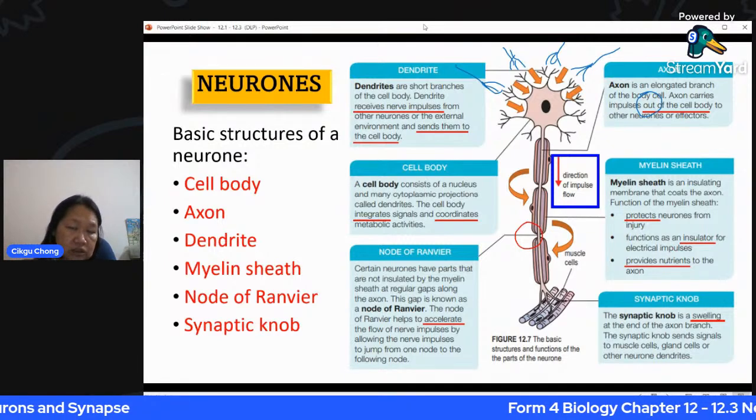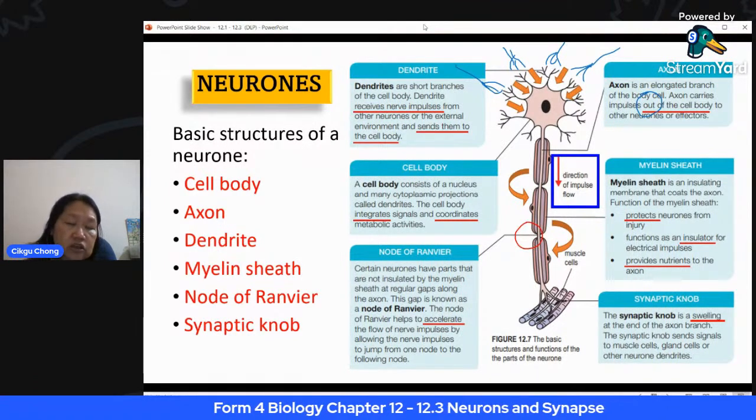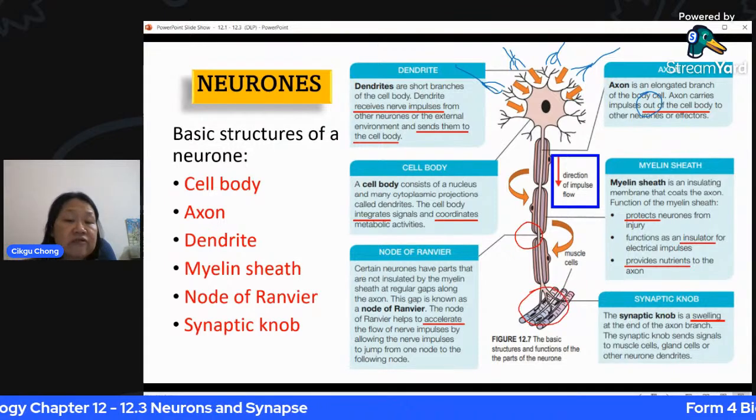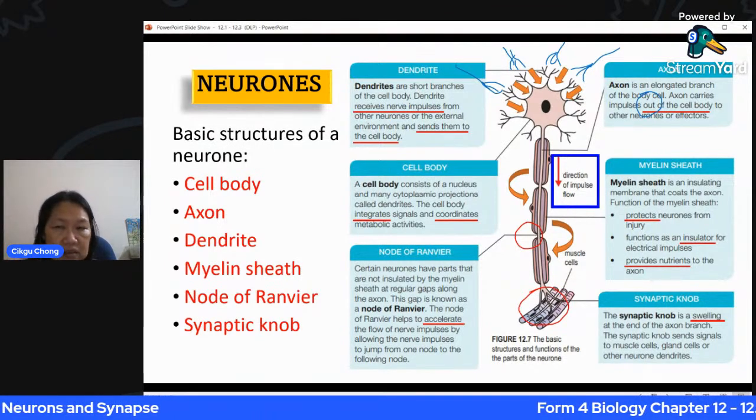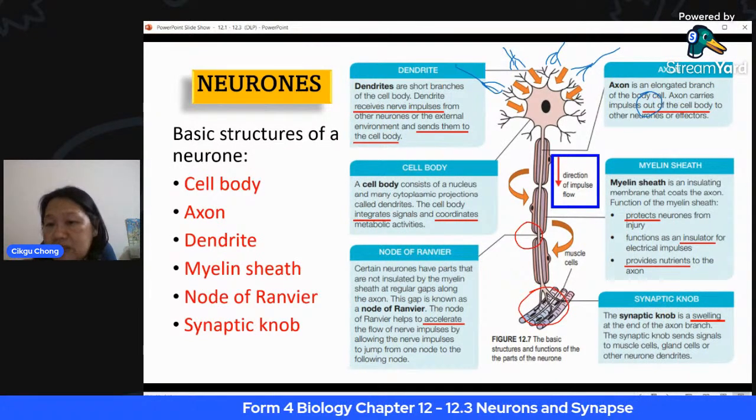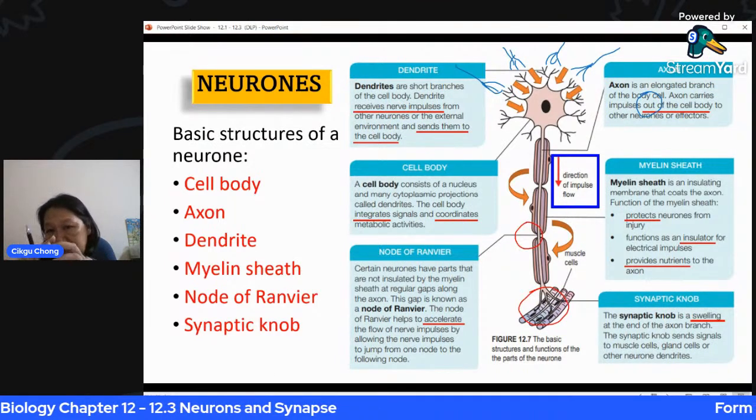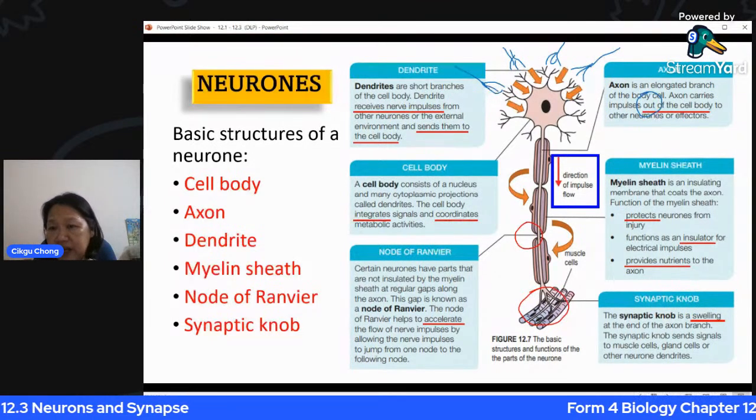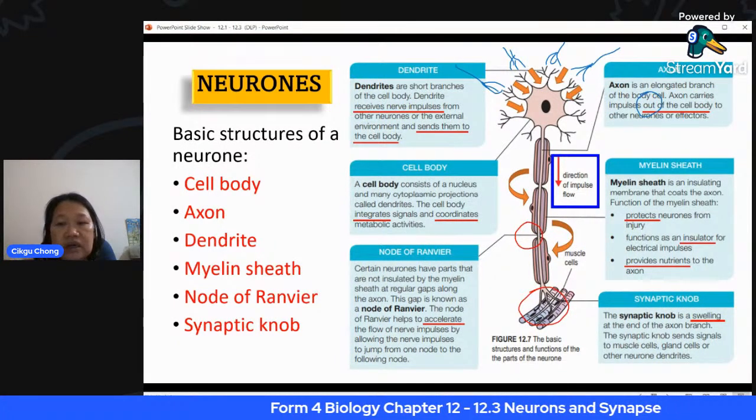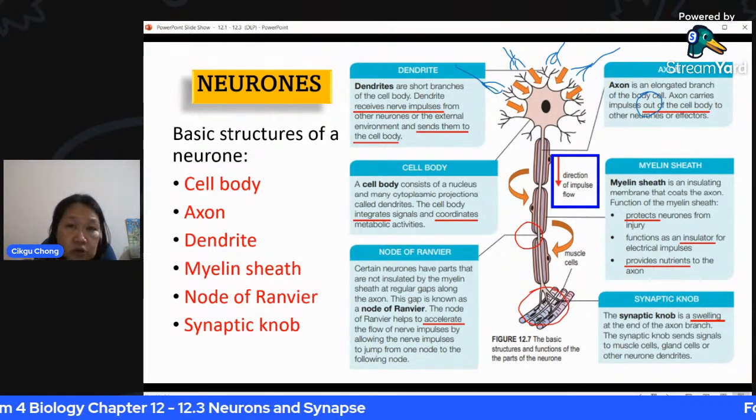Okay, and lastly, the synaptic knob is the other side. After receiving impulse, it passes on to the other side. This is to synapse, to connect to the other neuron, or it can also pass on to the effector. Effector is the muscle or the gland that will produce the response. Okay, so it's the swelling. It's like a bulging there. Afterwards, I'll show you a diagram that is magnified. You can see the bulge there. The synaptic knob sends signals to the muscle cells, the gland cells, or to other neurons. It can also synapse with another neuron.